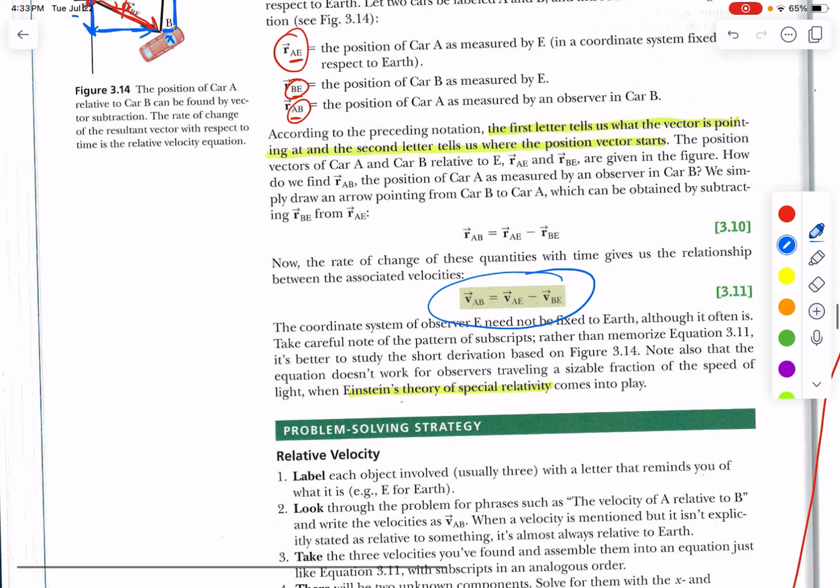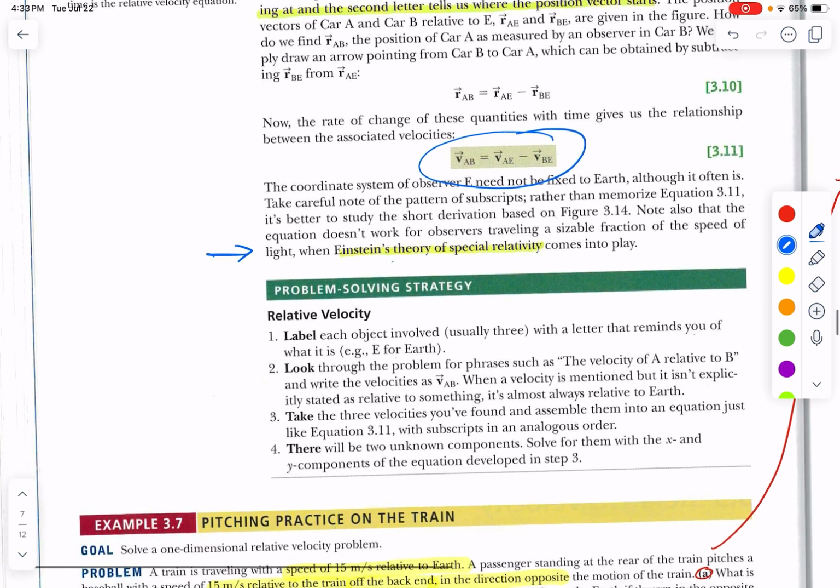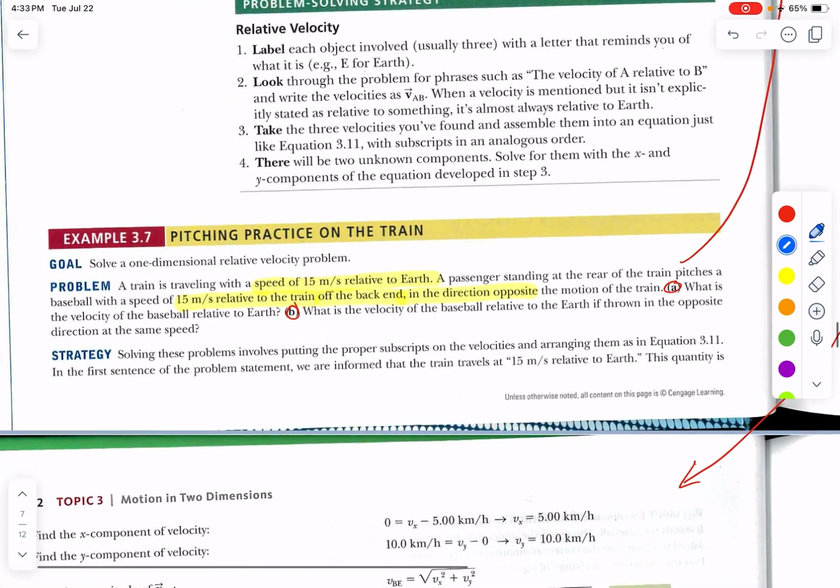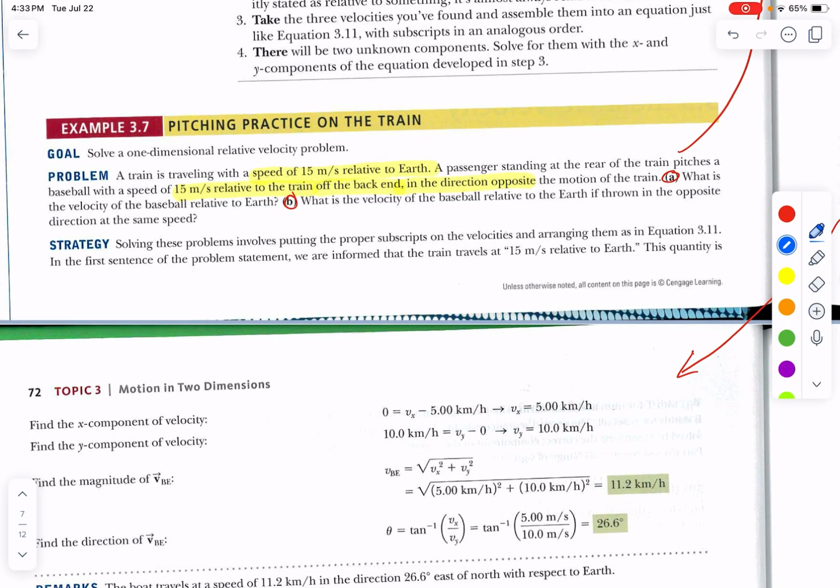Now, as I mentioned earlier, Einstein's theory of relativity says things start to look very different when you start to approach the speed limit of the universe, the speed of light, 3 times 10 to the 8th meters per second, or 186,000 miles per second. Then you have to take relativity into consideration, and that's a later chapter.